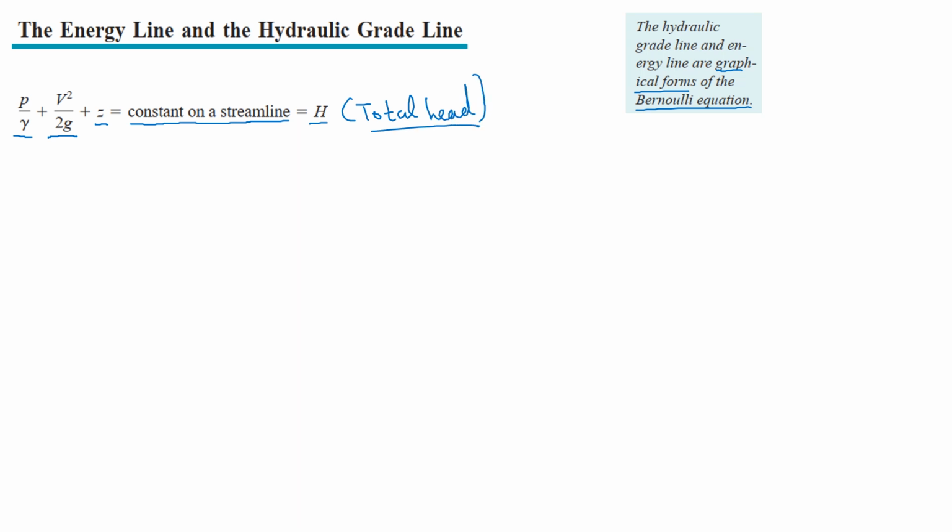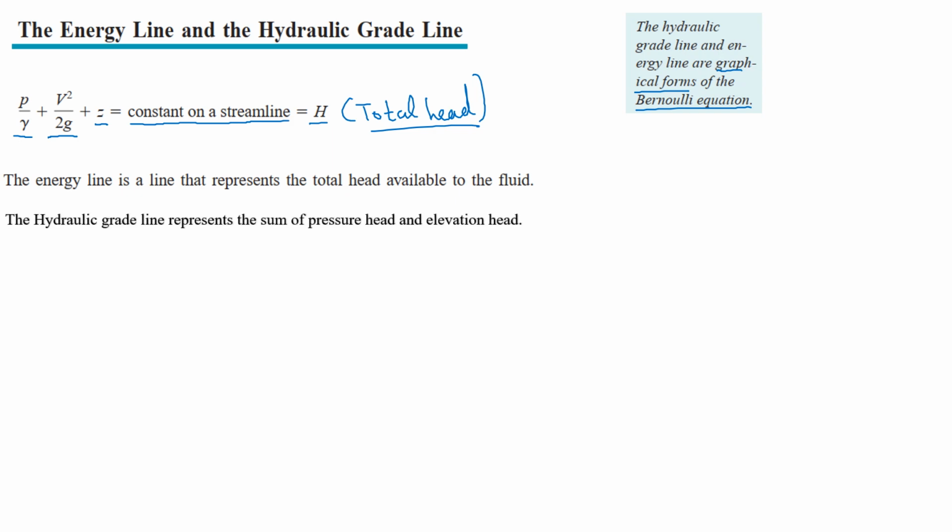So by applying the conservation of energy term to this equation, we can say that our total head remains conserved. If we are talking in terms of heads, then our total head will remain conserved. The energy line is a line that represents the total head available to the fluid. So what is the total head? We will see that in a little while. And the hydraulic grade line represents the sum of the pressure head and elevation head.